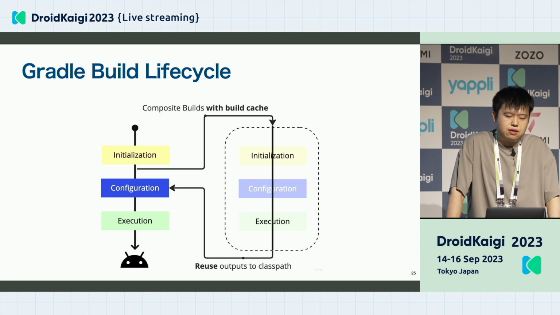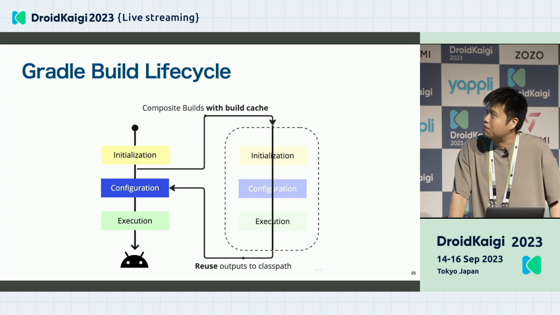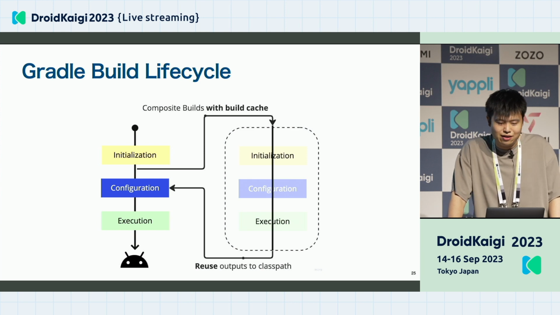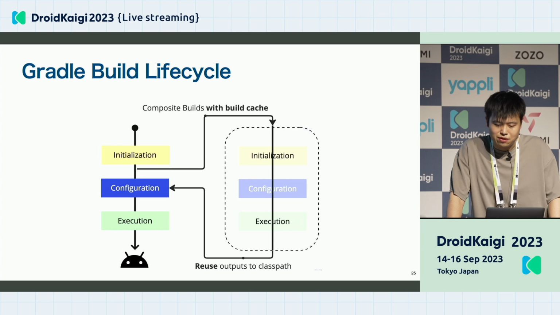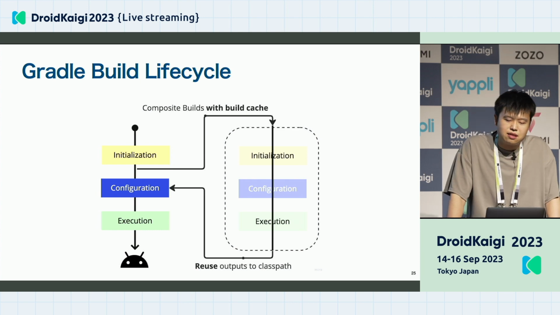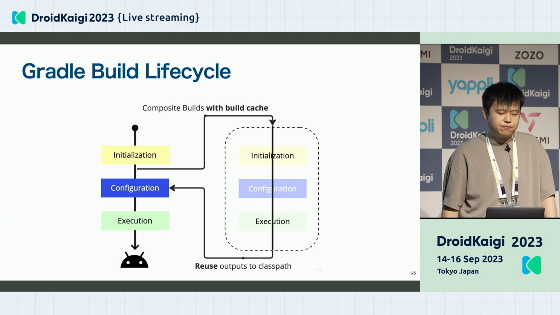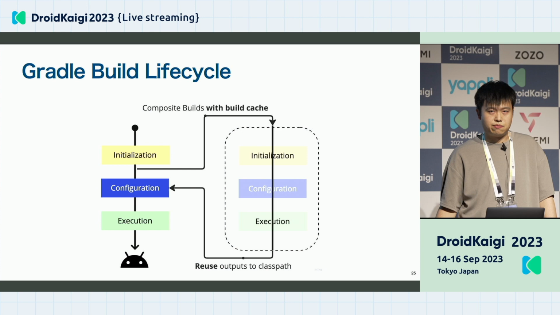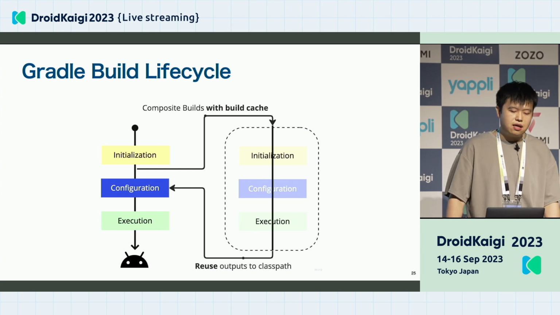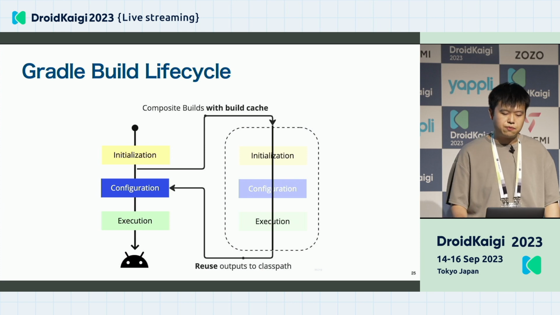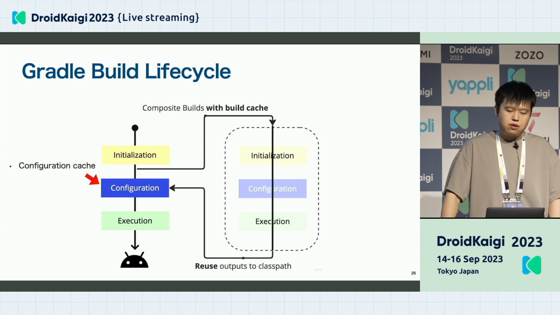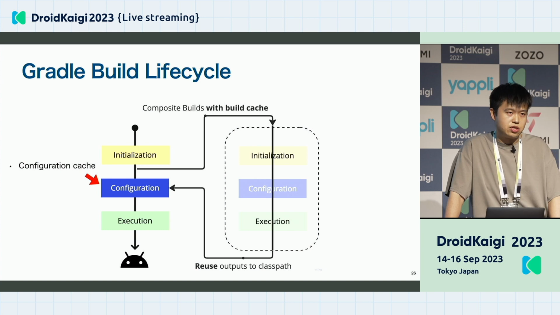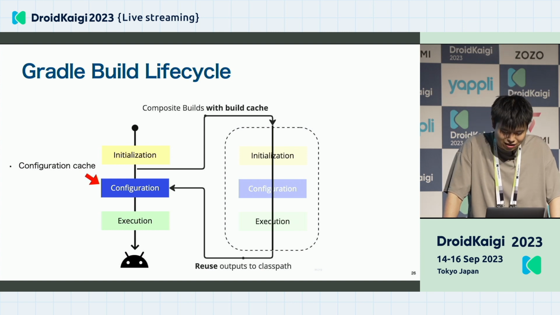This figure shows the case when you can implement convention plugins properly. If convention plugins generated by composite builds can properly use build caches, then Gradle build will skip compilation and can reuse the outputs of previous composite builds. And also, the outputs will be used in the configuration phase of the project. The configuration phase of the project can use configuration cache for performance improvements.